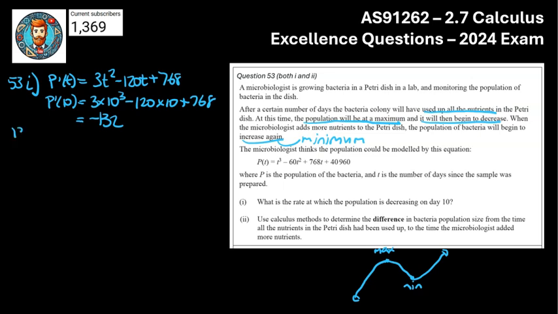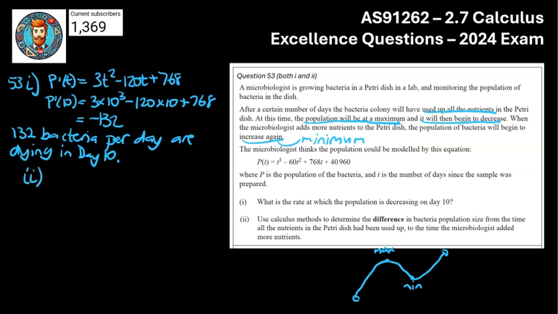So 132 bacteria per day are dying in day 10. So we can now move on to part II.